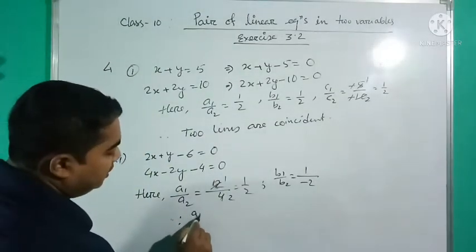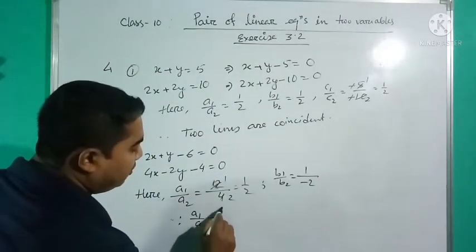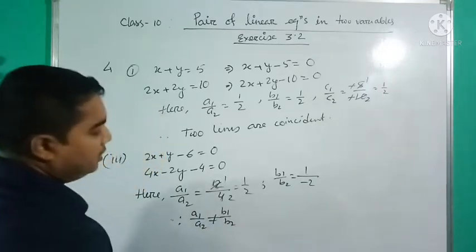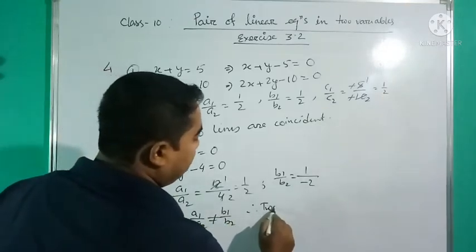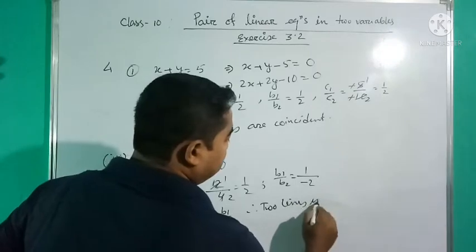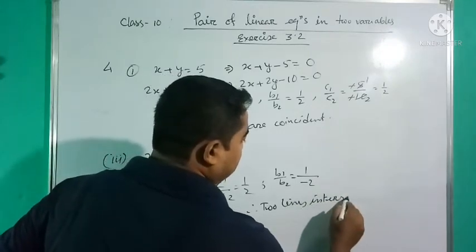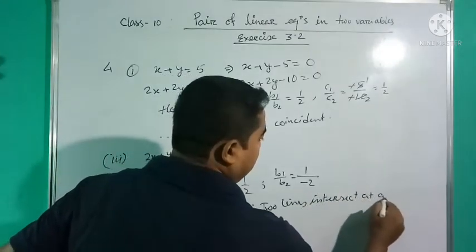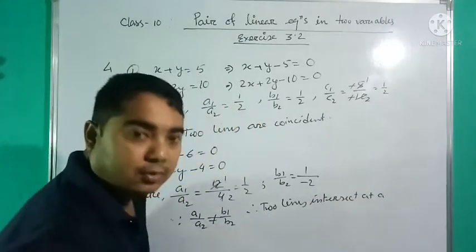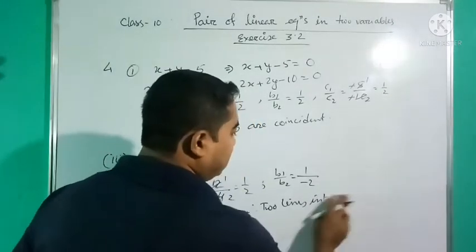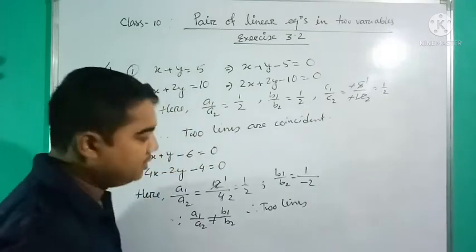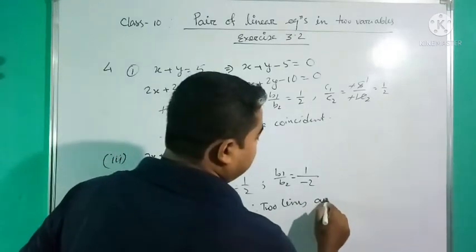Since a1 by a2 not equal to b1 by b2, therefore two lines intersect at one point. Yes, intersecting, but they want consistent or inconsistent. So therefore two lines are consistent.